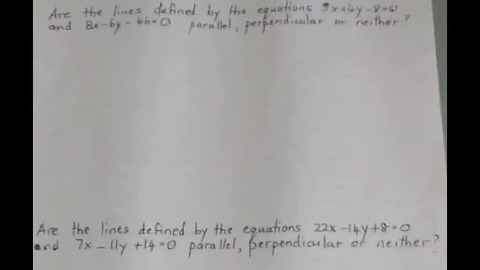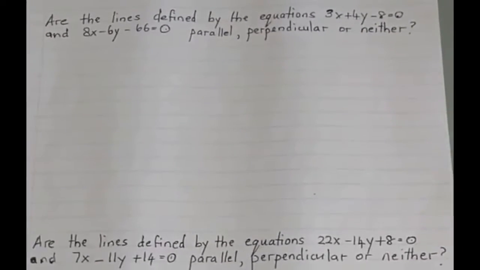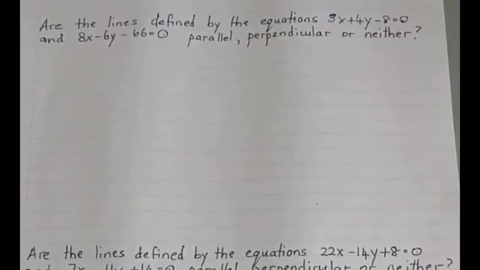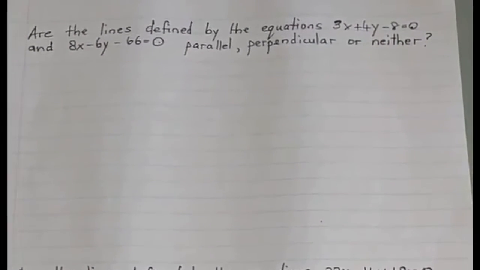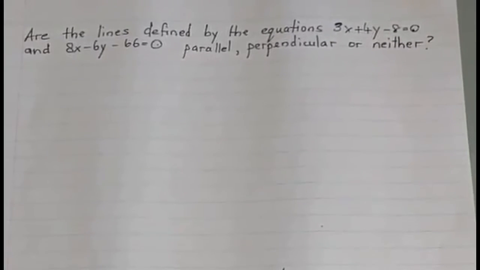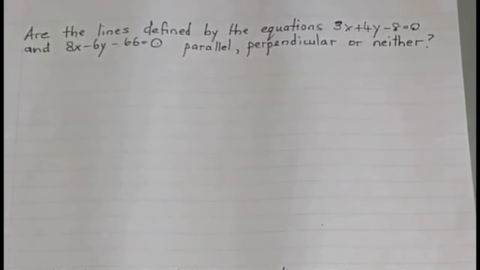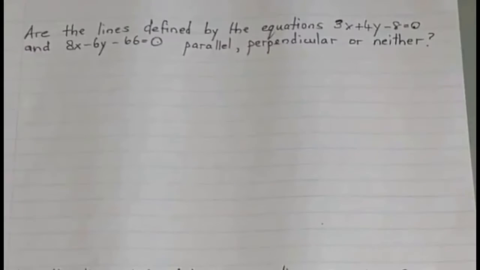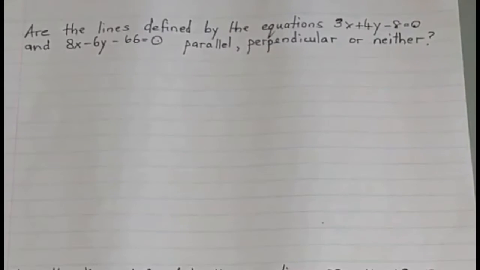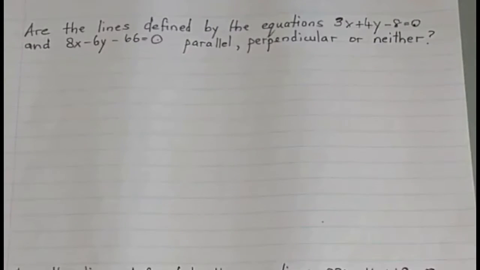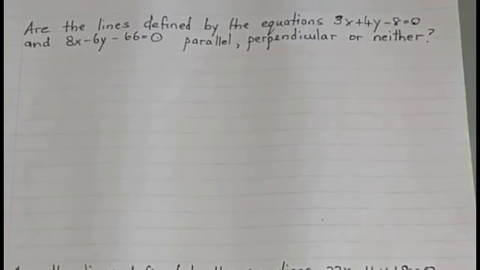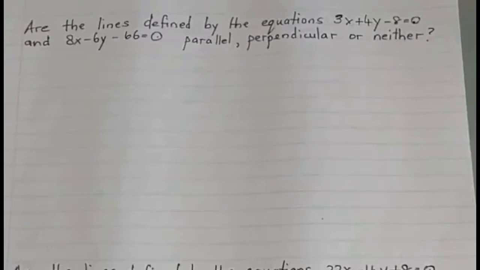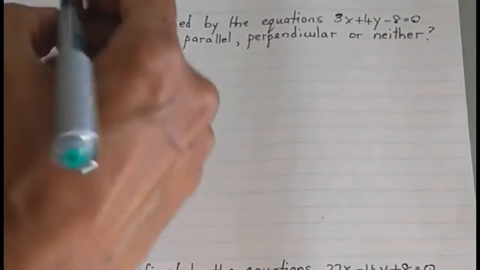Let's look at these questions on finding whether two lines are parallel, perpendicular, or neither. Are the lines defined by the equations 3x plus 4y minus 8 equals 0 and 8x minus 6y minus 66 equals 0 parallel, perpendicular, or neither? So to do this, I'm going to be changing these equations into slope-intercept form so that I can get the slopes of these lines. So let's do that.